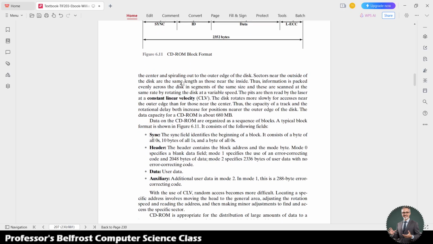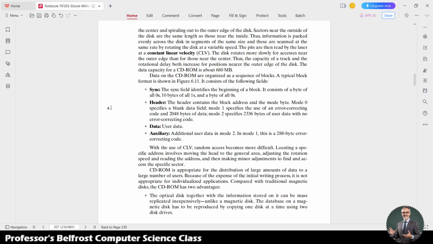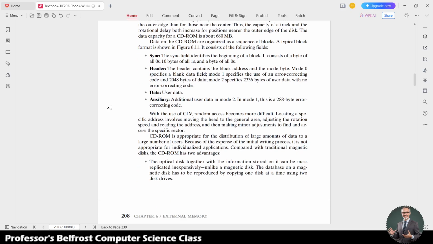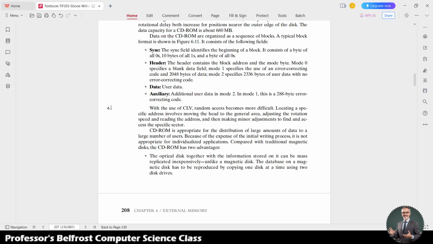Okay, we have CAV, we now have CLV. They are actually two kinds of technology. CAV we have discussed before, right? So data on CD-ROM are organized as a sequence of blocks. So we have the following fields: we have sync, we have header, we have data, we have auxiliary.